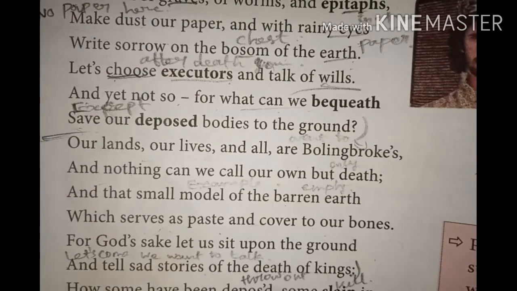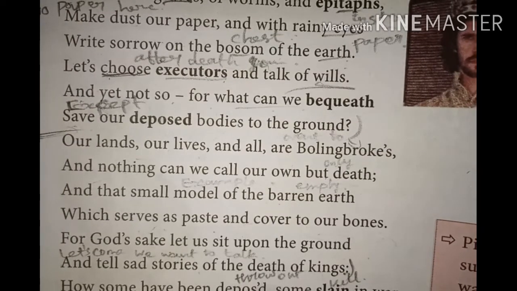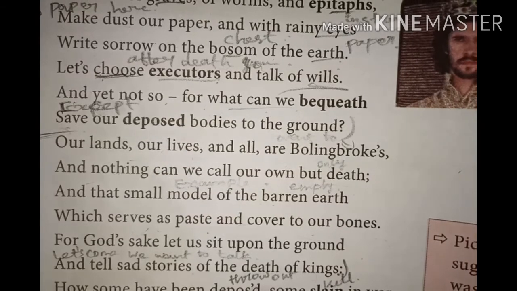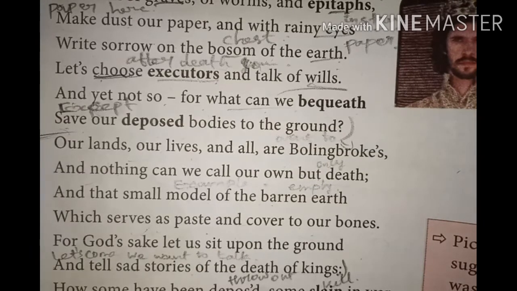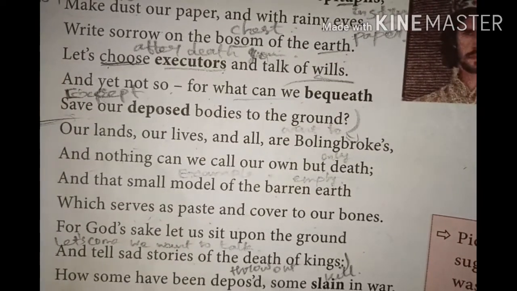Now he told the followers about some of the kings who ruled before Richard II, how they were deposed, how they were defeated and removed from the kingdom and the king's position. Some kings were slain in war. Slain means killed in the war.